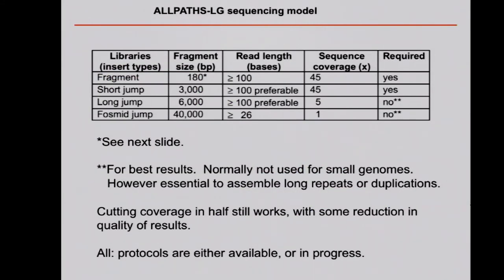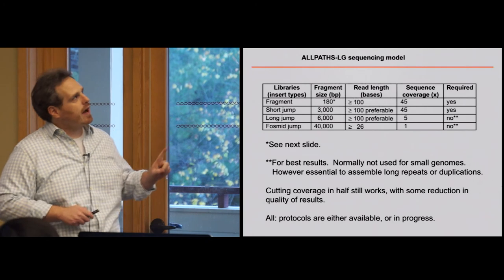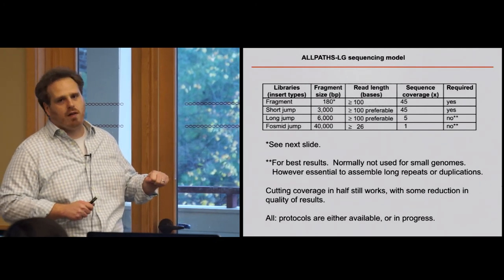One of the very important characteristics for AllPaths is that it has very specific requirements of the types of data that you have to input. In particular, it requires at least two and possibly more libraries. One of these libraries is going to be what's called an overlapping pairs library.